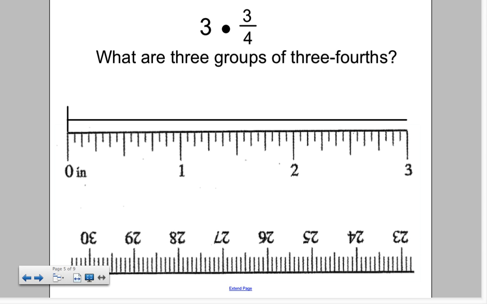What are 3 groups of 3/4? If you would please pause the video, and then on your own paper, would you show your thinking about how you would solve 3 groups of 3/4? Thanks for pausing. All right, cool.